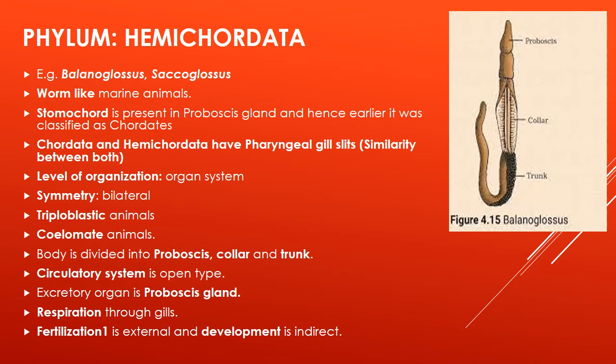Level of organization, organ system, symmetry, bilateral, triploblastic, coelomate animals. Body divisible into three parts. You know that: proboscis, collar, trunk. Circulatory system is open type. Excretory organ is the proboscis gland. Very, very important. Respiration is through gills. That's what I say. Pharyngeal gill slits are present. Fertilization is external and development is indirect. Larval stage will be there.